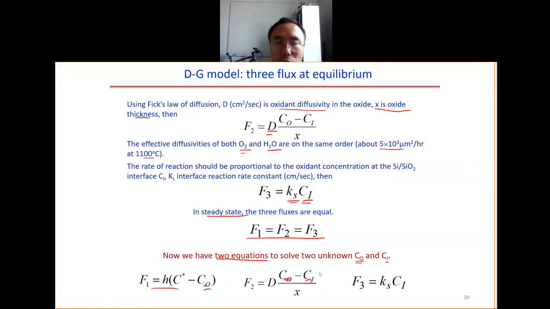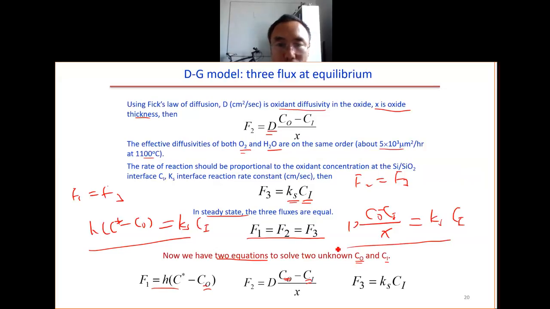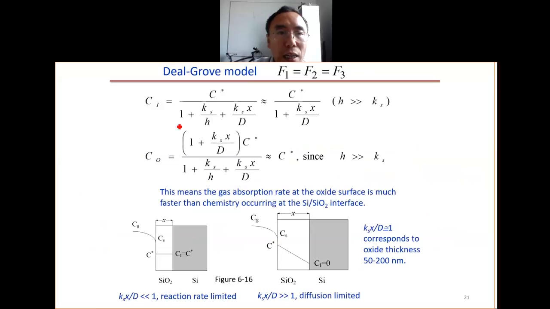So here, how to do this? First we can set F2 equal to F3. So we have D times (C0 minus Ci) over x equal to Ks Ci. So this is one equation. Then we can set F1 equal to F3. So we have H times (C star minus C0) equal to Ks Ci. With this equation and this equation, you can solve for C0 and Ci. The Ci is given by this formula here.